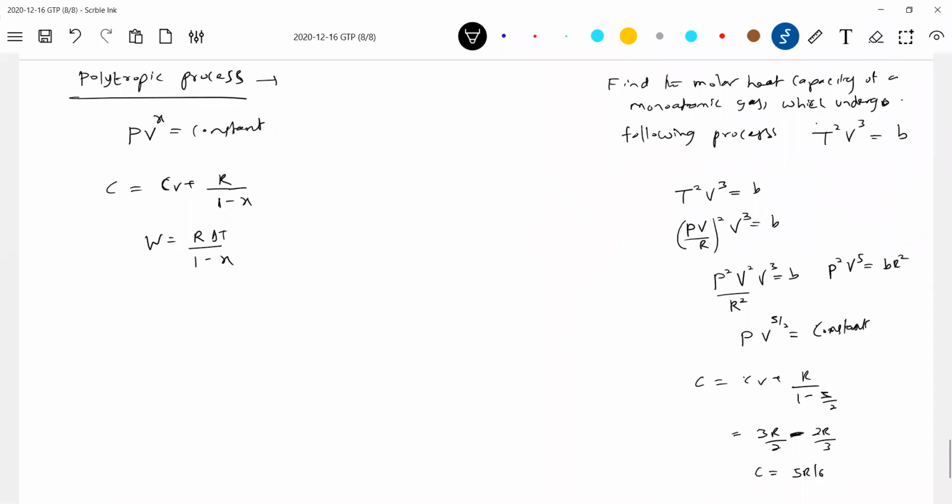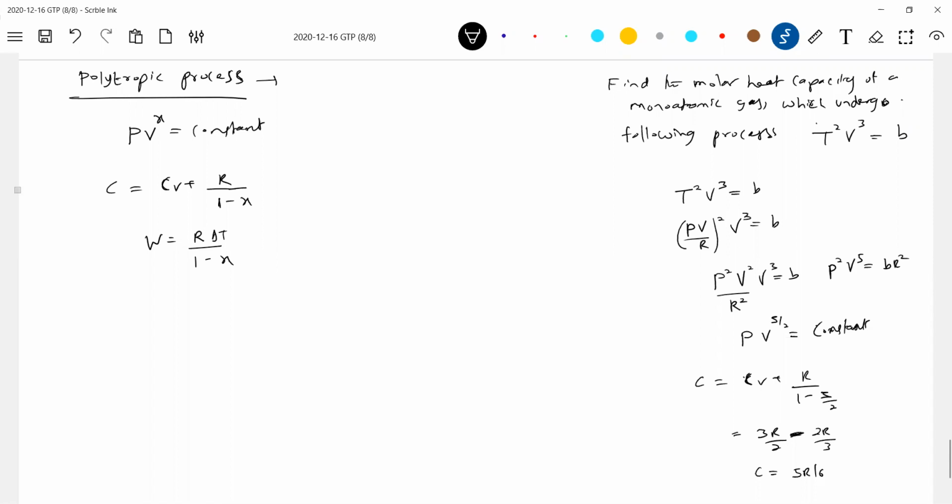Okay, even work done. What is work done? If the temperature changes by delta T, put X equal to how much it is, 5/2. You'll get the work done. Molar capacity. These are the formulas, very important. So shall I put it another way?